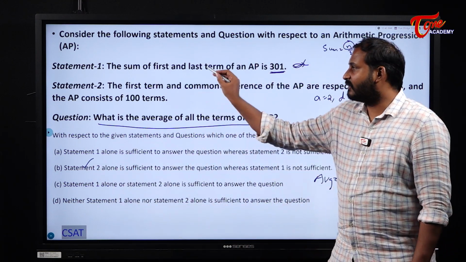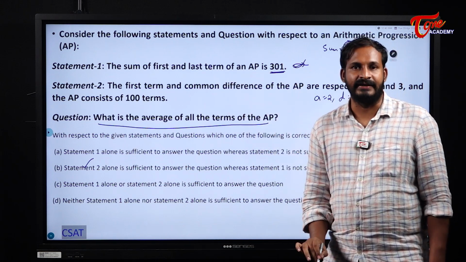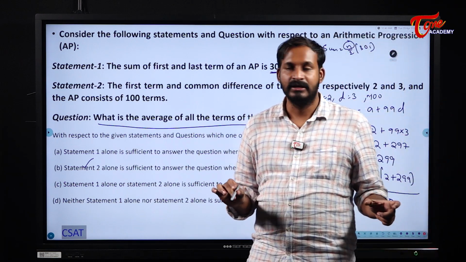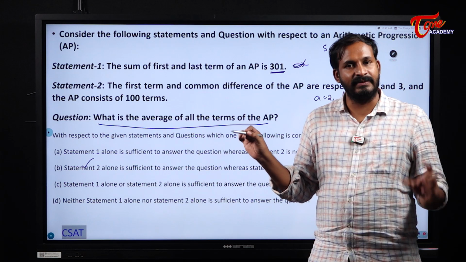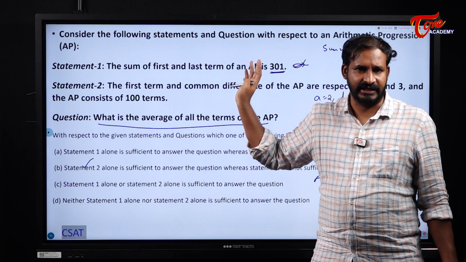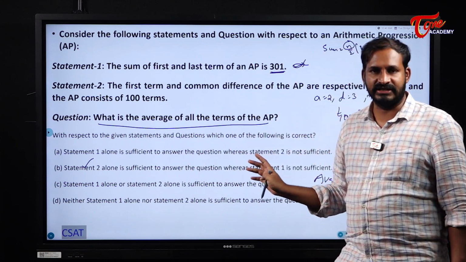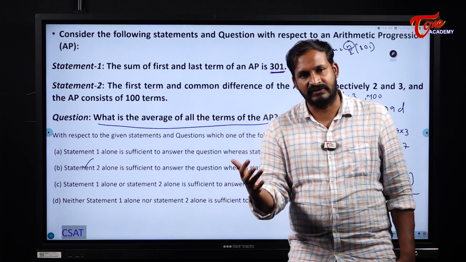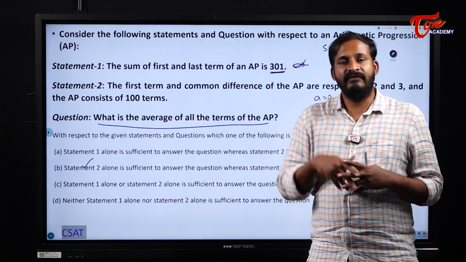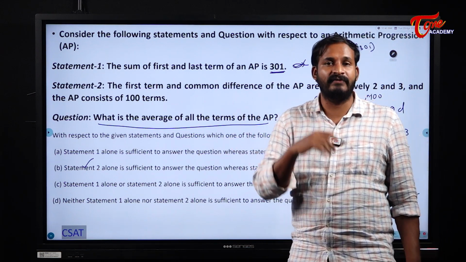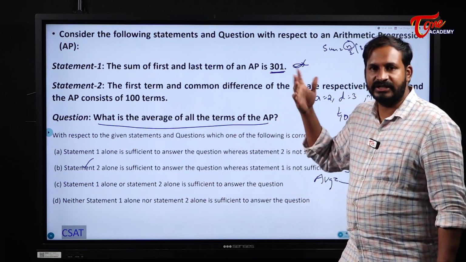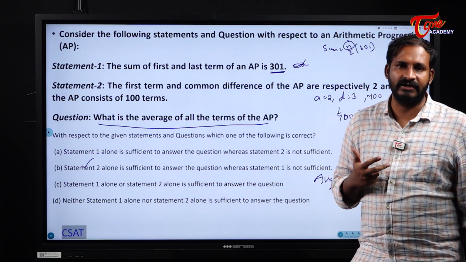Understood, students? First of all, we need to check individually. I checked individually with only statement 1. Is it possible for me? No, it is not possible. Then I checked with statement 2. Yes, with statement 2, I can find the average. So there is no need to check the together case once again. Only statement 2 alone is sufficient. For example, if statement 2 were also not sufficient, then I would check both statement 1 and statement 2 together. If it is possible, yes, by using both statements it is possible for me. If then also it is not possible, I will say that by using both statements also, I cannot tell the answer to this given question.